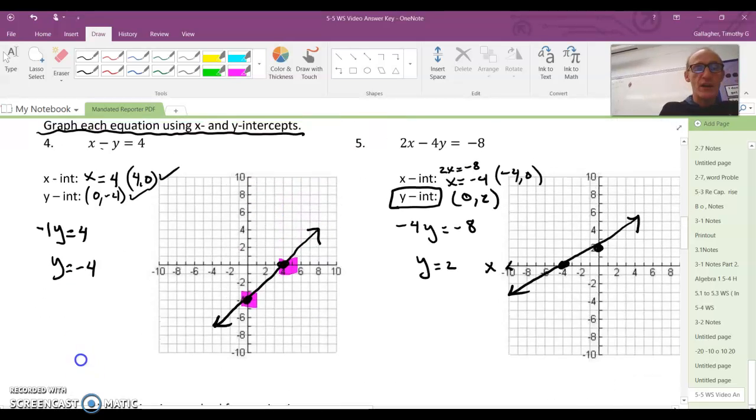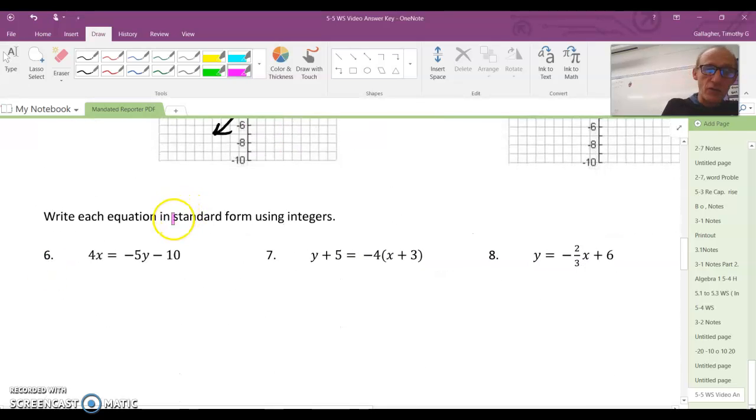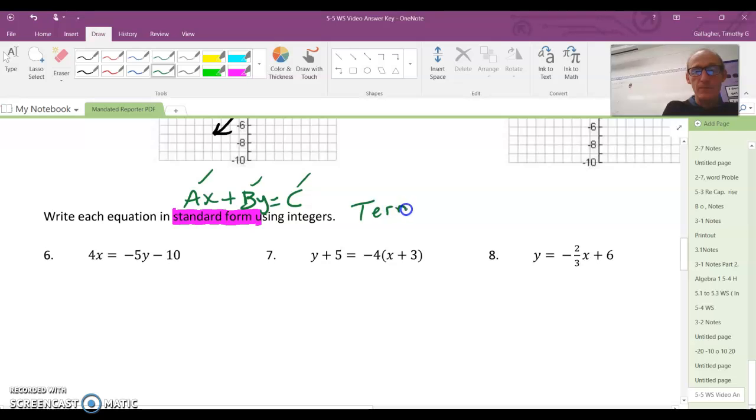Okay, so now for the standard form, what that is, is moving terms around, getting rid of fractions to make it look like ax plus by is equal to c. So we have to get the x term here, the y term here, and then a number term here. So it's all about the terms here. All right?